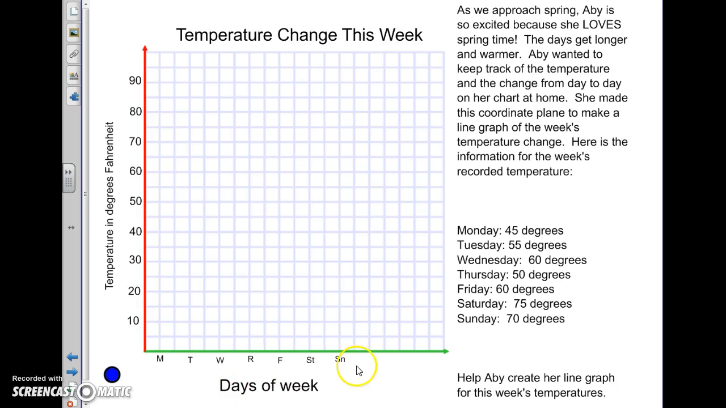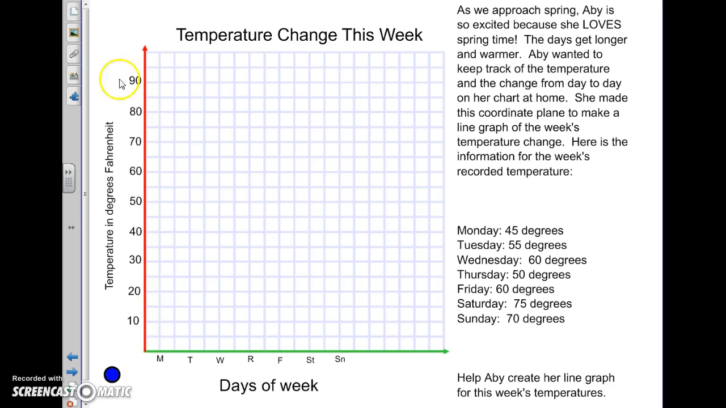And then we're going to look at the x-axis, which remember is the one that goes side to side, and that's telling us the days of the week. There's one here that's a little bit different that you might be wondering about, so I'm going to tell you. The M is obviously Monday, T is Tuesday, W is Wednesday, R is Thursday, F is Friday, ST is Saturday, and SN is Sunday.